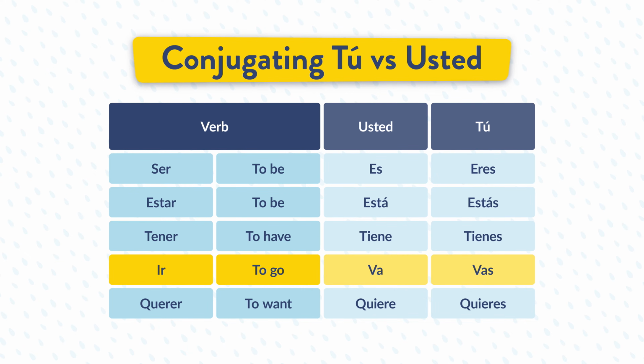Next, we've got the verb ir, which means to go. If you address someone as usted, you would conjugate the verb as va. However, speaking more casually in the tú form, you would say vas. Finally, a really common verb that you'll use is querer, meaning to want. In the usted form, it's quiere, while the tú form is simply quieres.